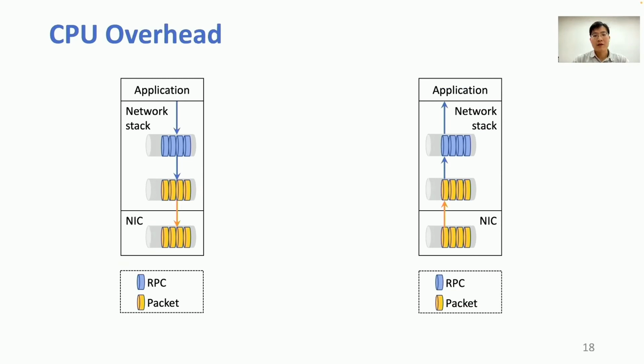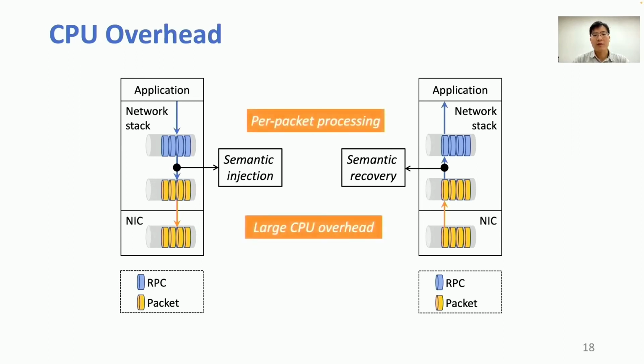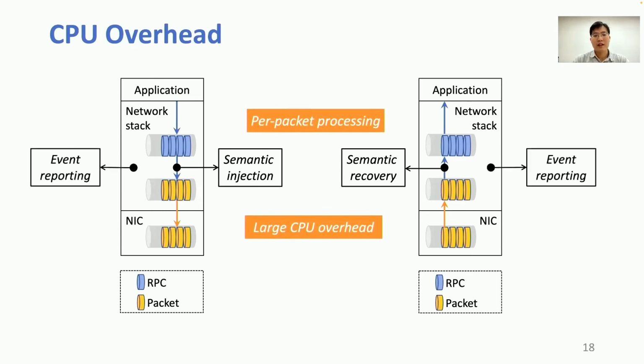Finally, the straightforward location to perform the semantic operations is the network stack, where RPCs are encapsulated into packets, or vice versa. However, we have to perform per-packet processing, which brings large CPU overhead. Besides, event reporting in software also consumes CPU.